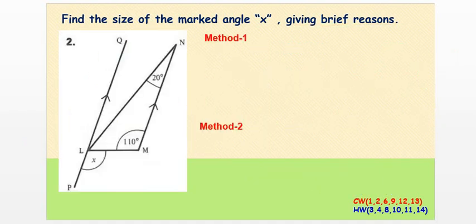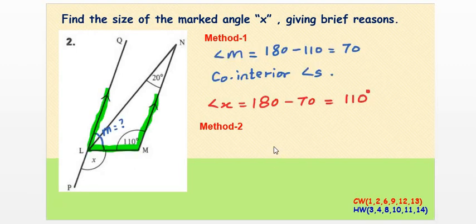Now better pause the video here. Again, this question can also be solved with 2 methods. Better pause the video here, solve both the methods. So here is method 1, the easiest one. How can we get the value of M? This angle, whole angle is M. Okay, now how can we find the value of this angle M?